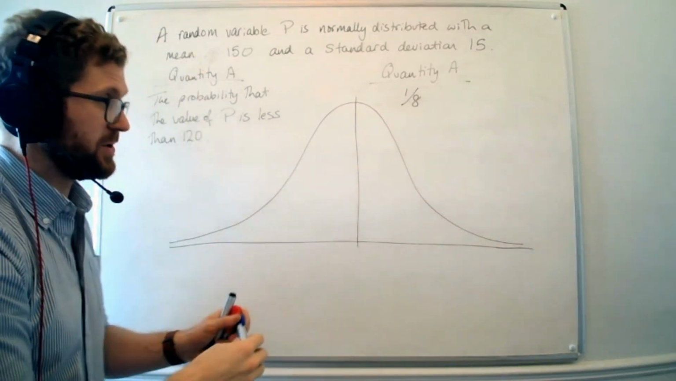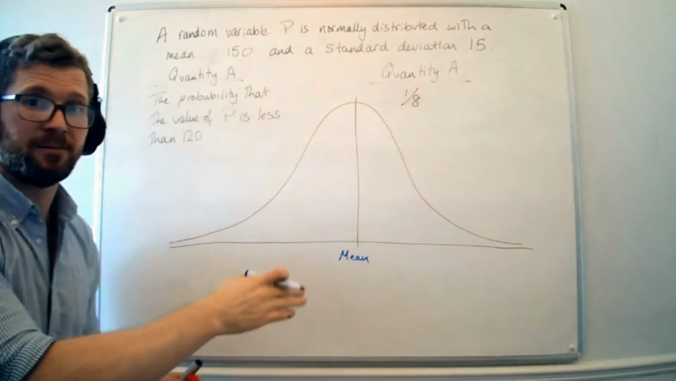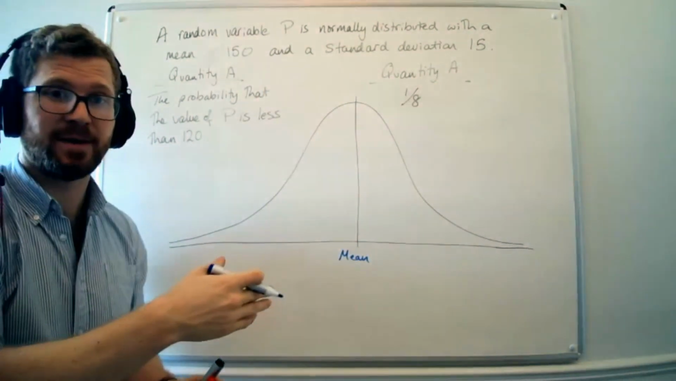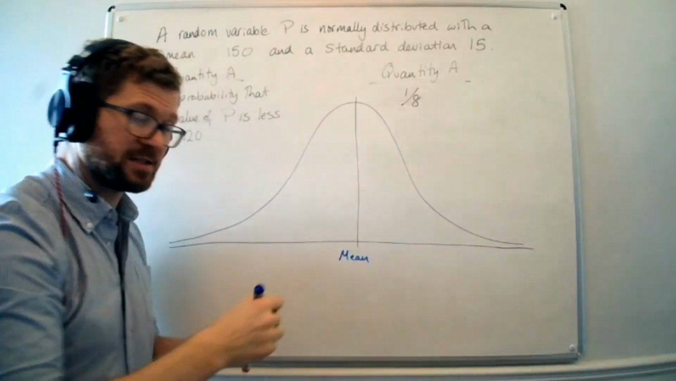In a normal distribution, the mean, the average, is bang in the middle. So that vertical line tells us about the mean. 50% of the data is to the left, 50% of the data is to the right.